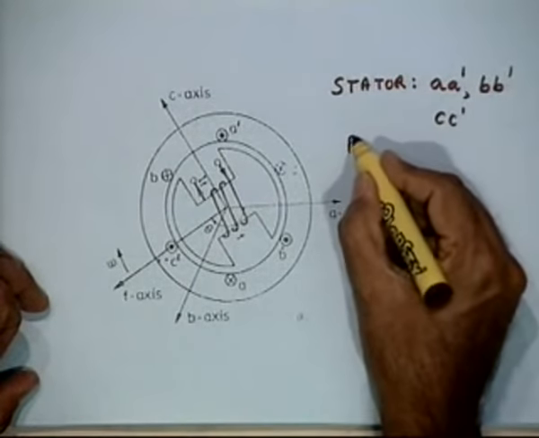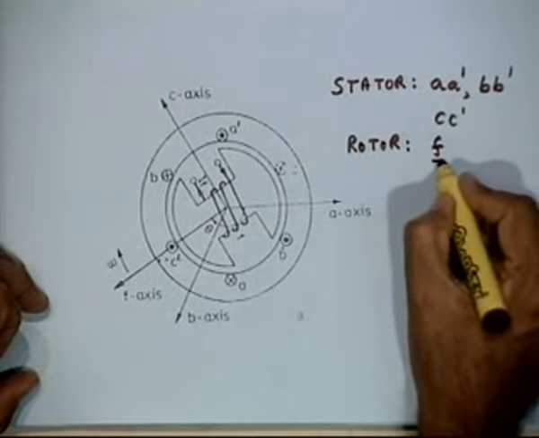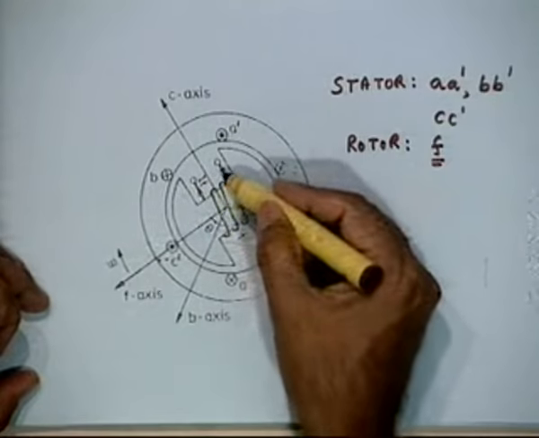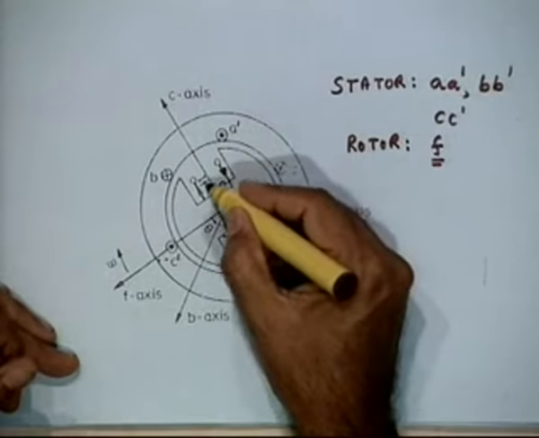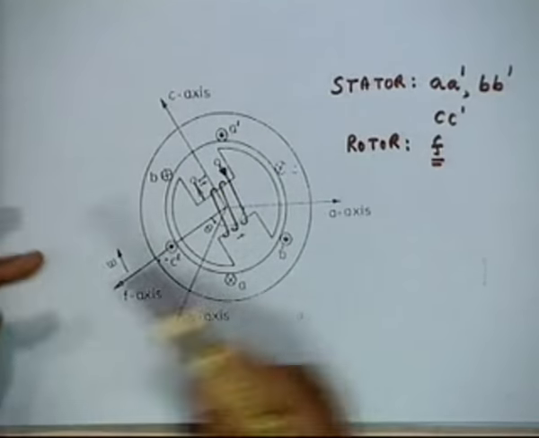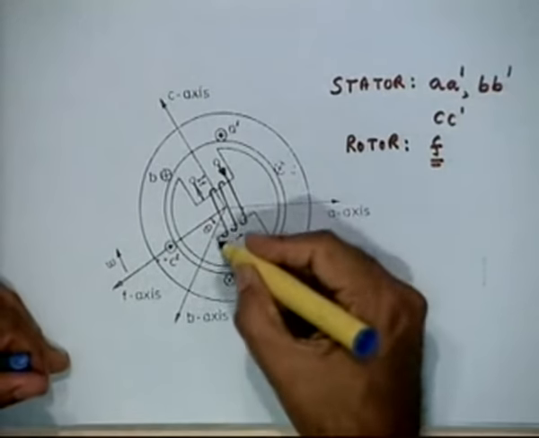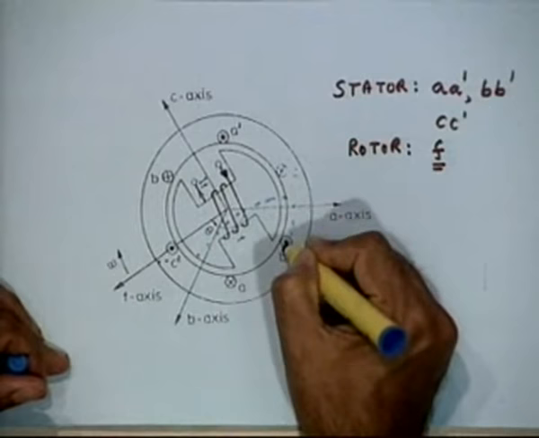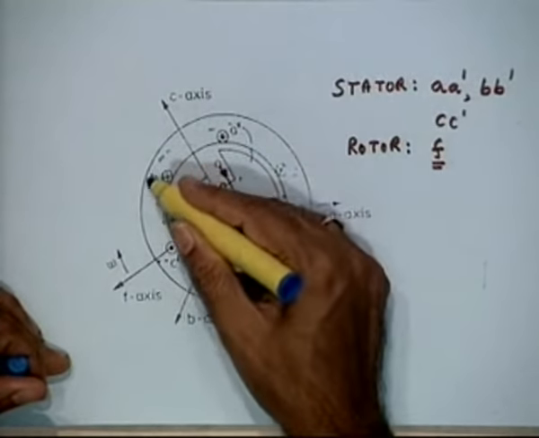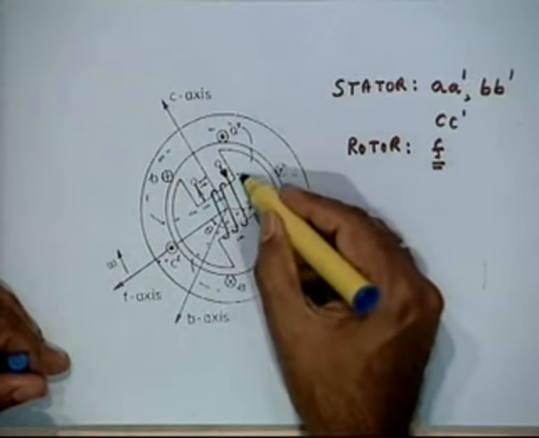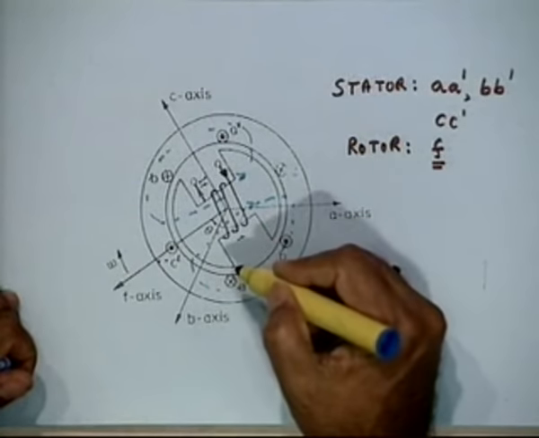Then the rotor has the field winding, or the F winding. So the rotor carries the field winding, where the field current goes inside and comes out, and it produces a flux like this, right. So you expect the flux to go like this and the other way around. When the rotor is excited by DC through slip rings, it produces a flux.